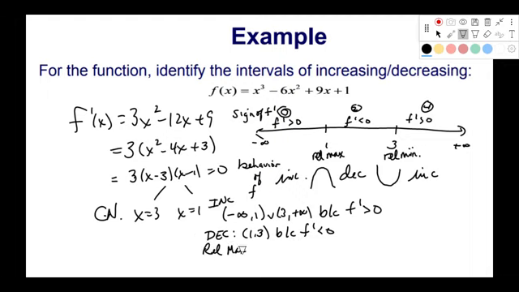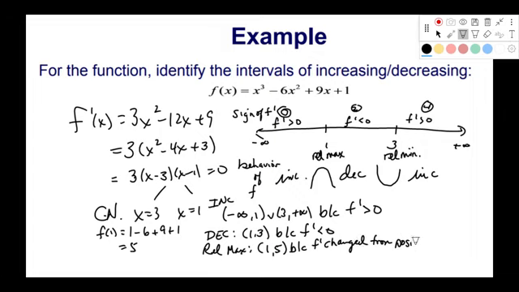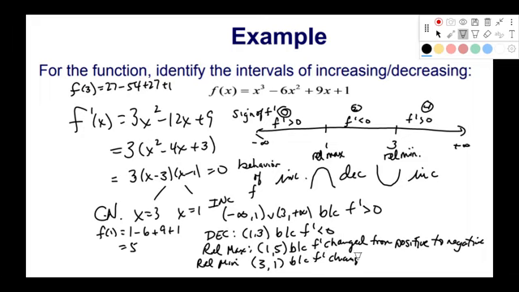There's a relative max at the point 1, comma. Now, to get the y value, I need to plug 1 into the original f of x. Remember, you're trying to graph the original function at the end of the day. That's the goal here. So that comes out to be 5. 9 minus 6, 3, 5. There's a relative max at 1, 5. Why? Because f prime changed from positive to negative. And then there's a relative min at the point 3, comma. I'll have to plug 3 into the original. It's 27 minus 54 plus 27 plus 1. So it's 1, because f prime changed from negative to positive.